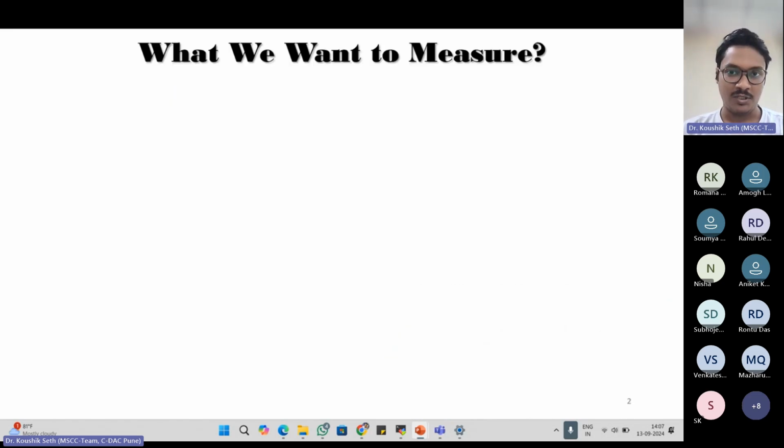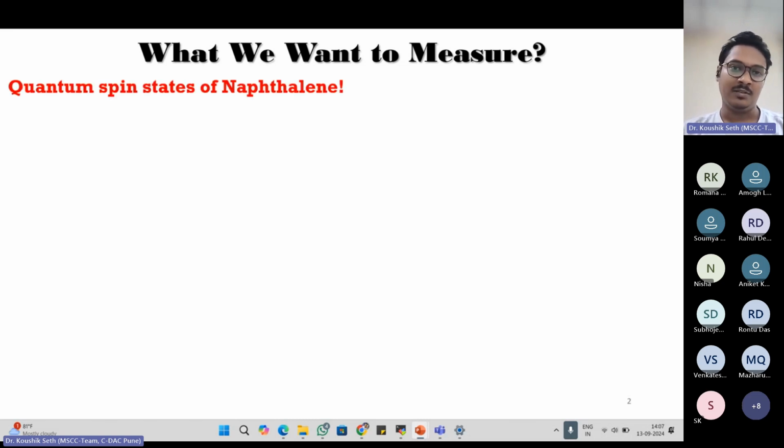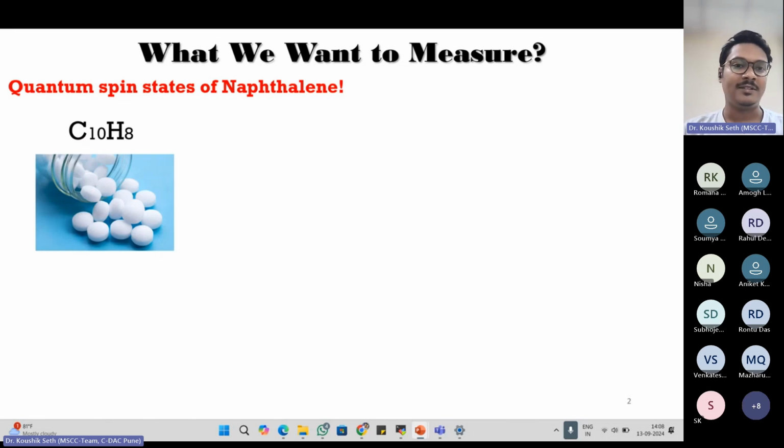So the main question is what we want to measure with the software. You know the name ANNCI. So we understand this problem with an example. Suppose we want to measure the spin state of a molecule. For this case, consider naphthalene. You all know naphthalene. You can buy it from the grocery store. This is a C10H8 system.